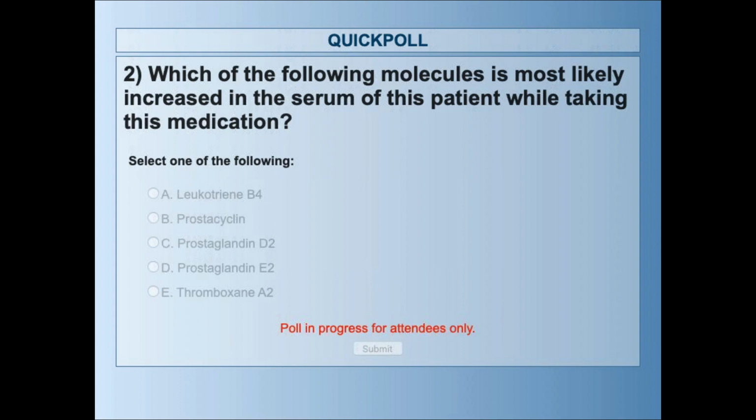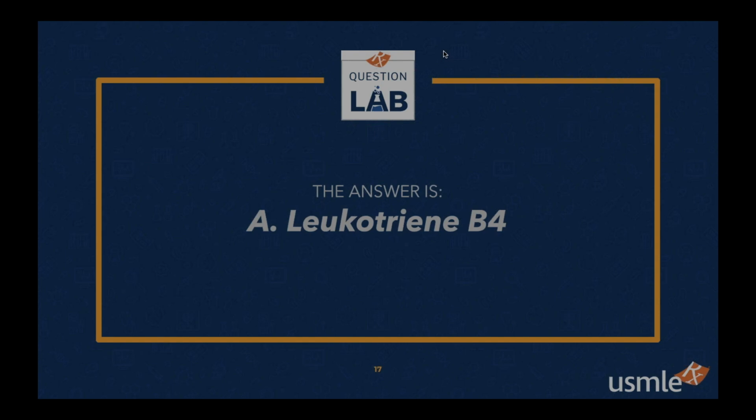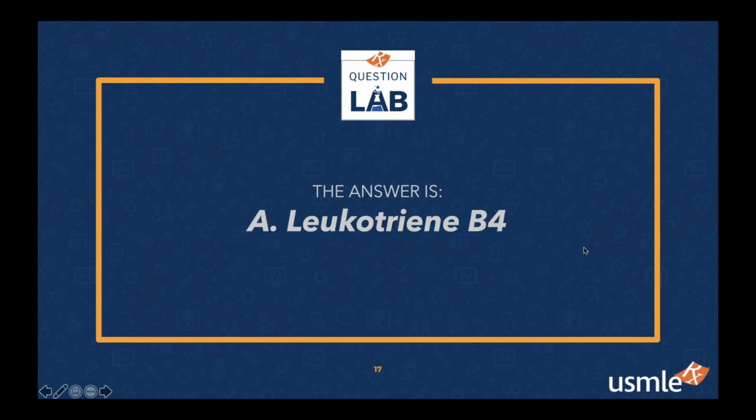All right, well, let's take a look and see what all of you selected. 41% of you selected leukotriene B4. Second place was tied with 19% for prostaglandin E2 and thromboxane A2. So let's take a look and see what the correct answer is. And the correct answer is A, leukotriene B4, and 41% of you got it right. So great job to those of you who did.